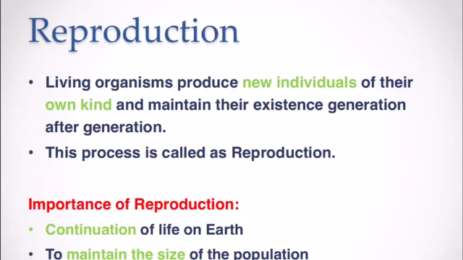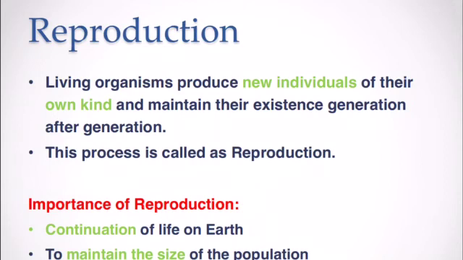So, reproduction: living organisms produce new individuals of their own kind and maintain their existence generation after generation. This process is known as reproduction. So, maintaining our own kind in any species is defined as reproduction, or it may also be defined as production of a new generation of individuals of the same species that are physically independent of their parents.